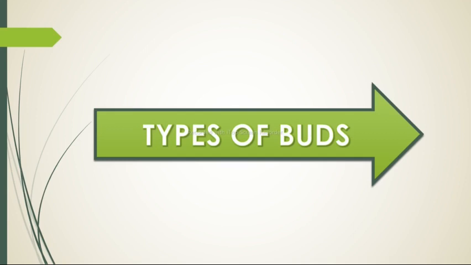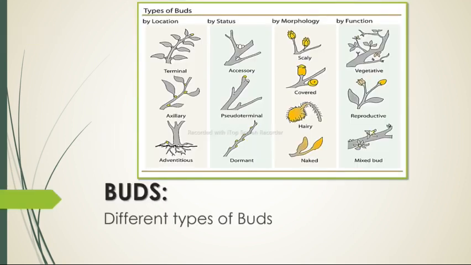So next I am going to discuss the types of buds. Different types of the buds are shown in this table. You can see the types of the buds. So buds are divided by their location, by their status, by the morphology and by function into different types. By location, the buds are divided into three types, which are terminal, axillary and adventitious. By status, the buds are divided into three types, which are accessory, pseudo-terminal and dormant. By morphology, the buds are divided into four types, which are scaly, covered, hairy and naked. By function, the buds are divided into three types, which are vegetative, reproductive and mixed buds, as shown in the figure.